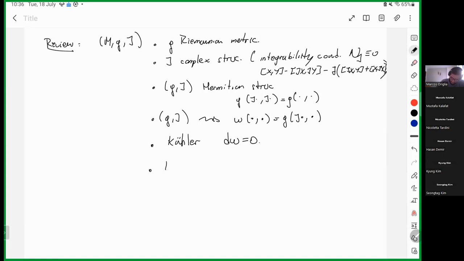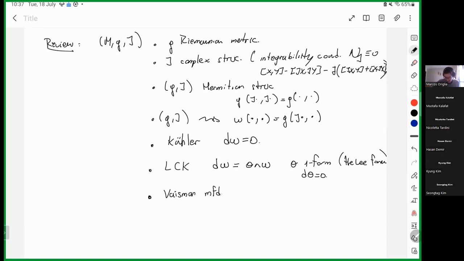Then we defined what a locally conformally Kähler manifold means. So d omega is not zero, but is a multiple of omega: d omega equals theta wedge omega, where theta is a one-form called the Lee form. The Lee form has to be closed. And in the family of locally conformally Kähler metrics, we also defined a very nice subfamily, the family of Vaisman manifolds. That is LCK plus a condition that the Lee form has to be parallel with respect to the Levi-Civita connection associated with the Riemannian metric g.